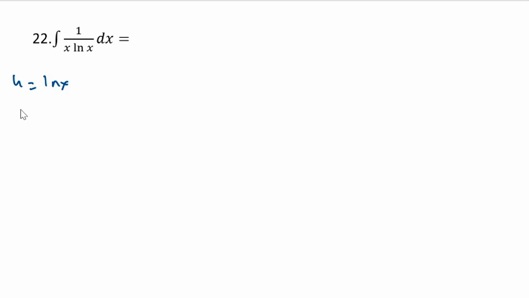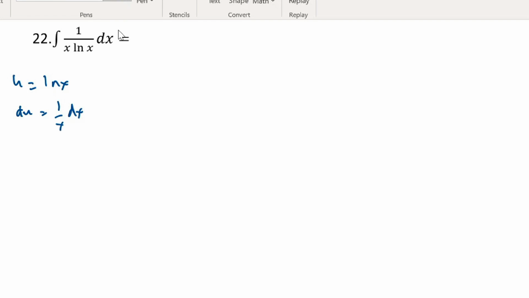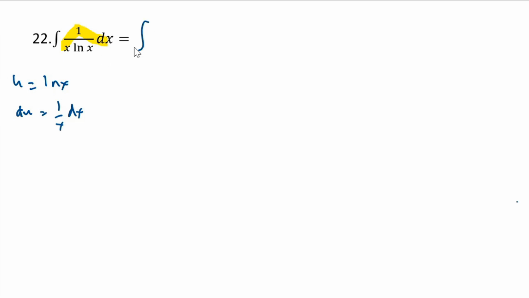In number 22, the integral of 1 over x ln x dx, our u here is ln of x. So du now equals 1 over x dx, which is visible now in our given. So let me show you that it's visible, because 1 over x dx is now du. So we have now the integral of du over u. So we have now the ln of u plus a constant, which is now ln of x plus a constant.